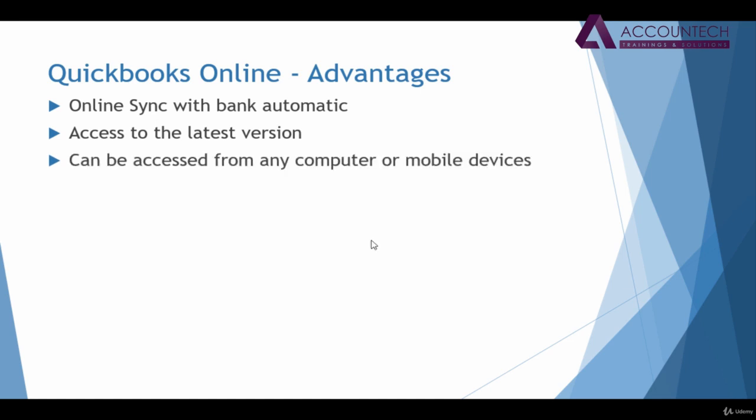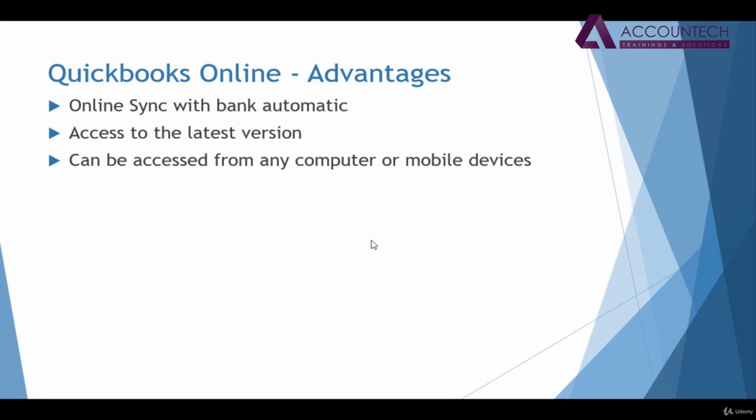Now, unlike the desktop version, it can be accessed from any computer or mobile device. So if you are a person who uses the software sometimes on your PC, sometimes on your laptop, and sometimes on the go, basically if you're using it on multiple devices, then it can save a lot of time for you because you don't need to take a backup and restore it on that other device. You can simply go to the website, put in your username and password, and you are good to go.